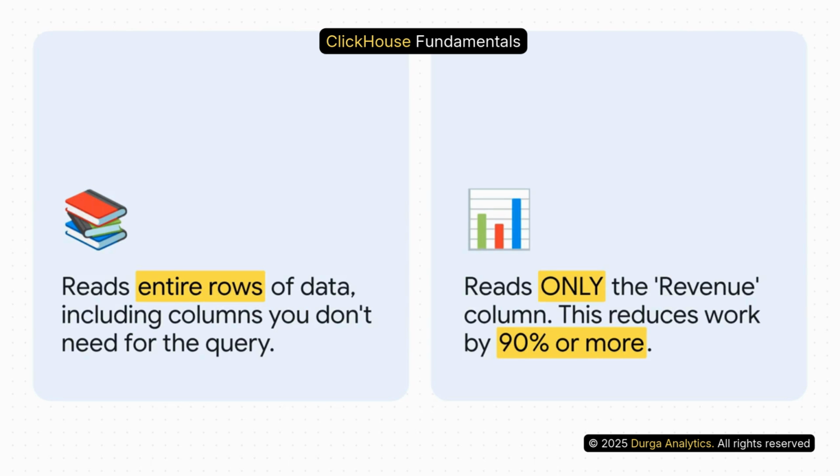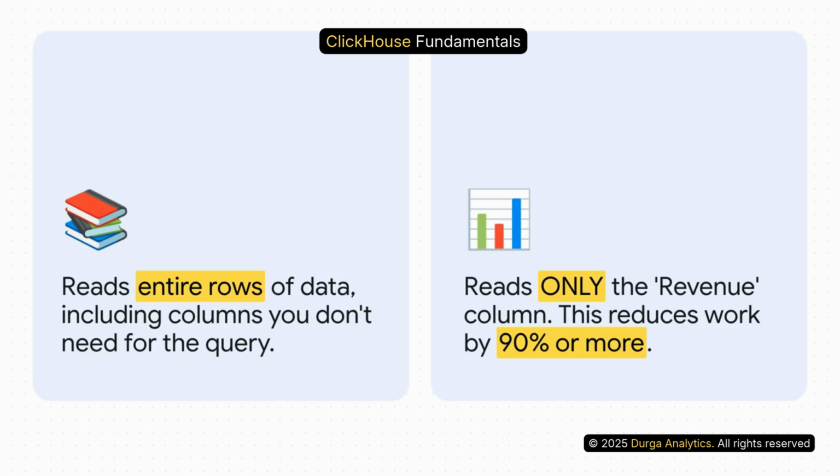To get the total revenue, it has to read every single piece of data for every sale, the customer's name, their address, the item ID, everything, just to get to that one little number. It's incredibly inefficient. But ClickHouse on the right is a column store. It does something much smarter. It completely ignores all those other columns and reads only the single revenue column it needs.